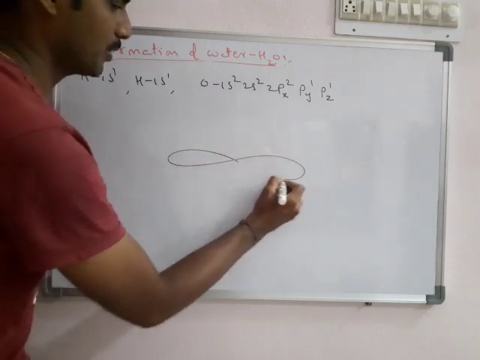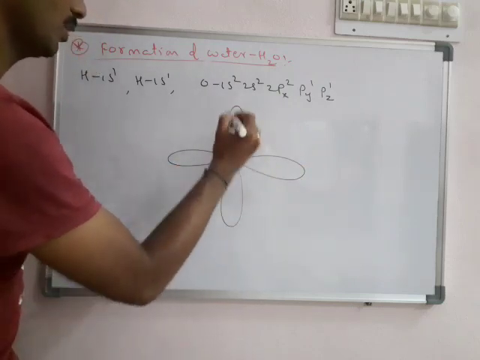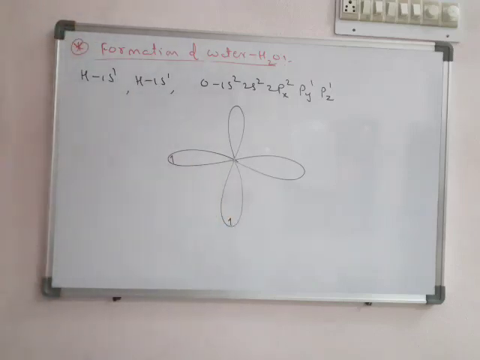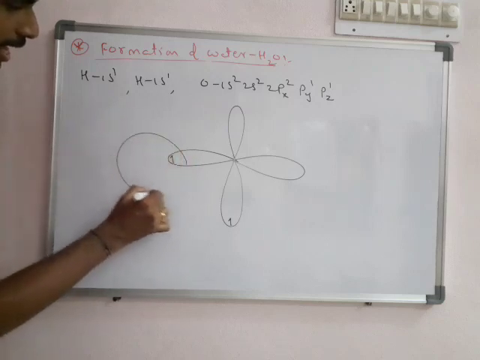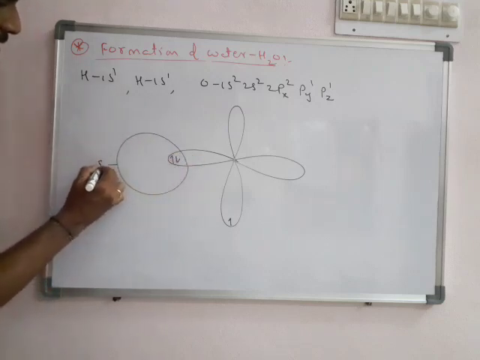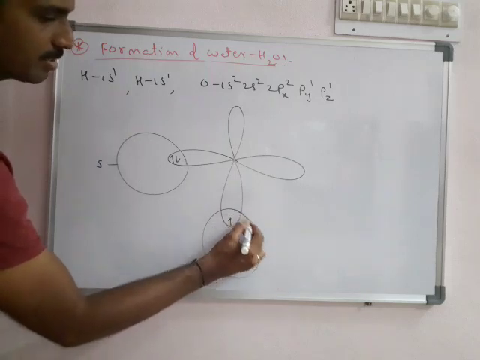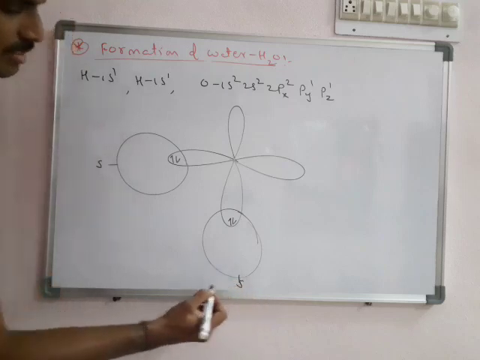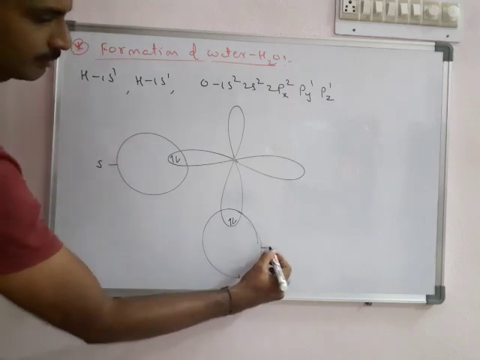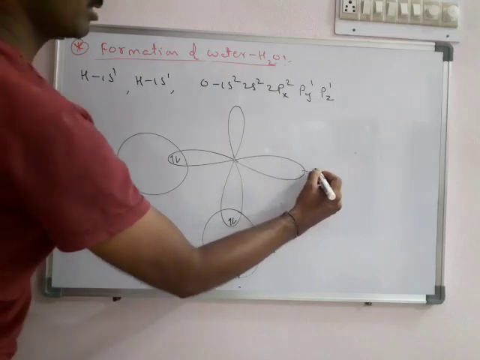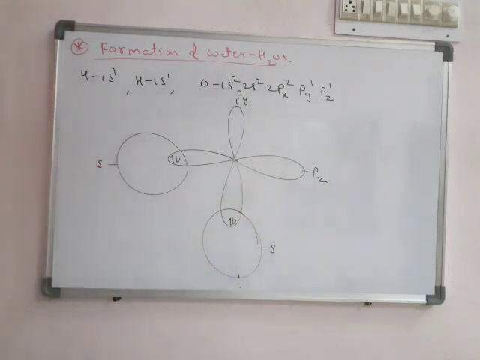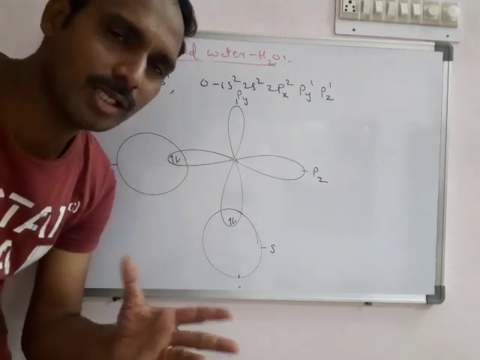They are perpendicular to each other. This is py and this is pz. So both have one electron each. Okay. Now here are two hydrogens. This is the s orbital of one hydrogen. Next, this is the s orbital of the second hydrogen. And this is a p orbital. So this is the formation of the H2O molecule. There is no choice of sideways overlapping.